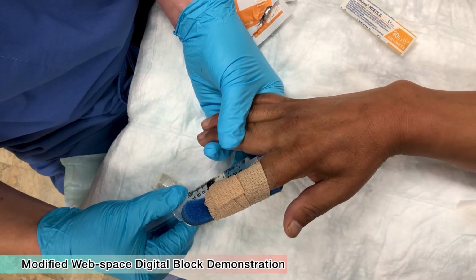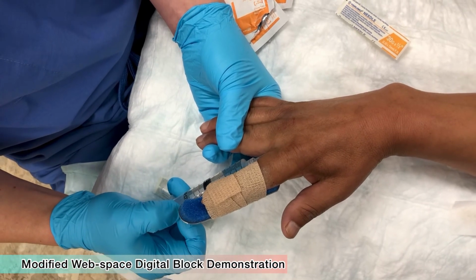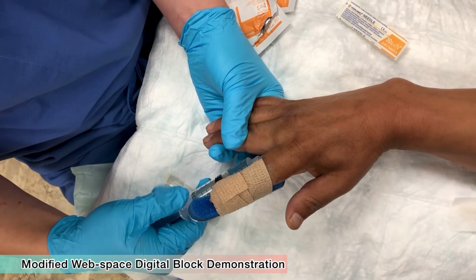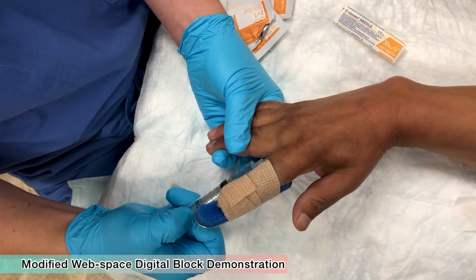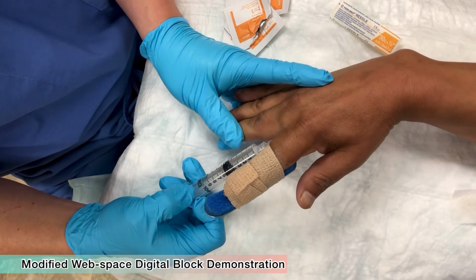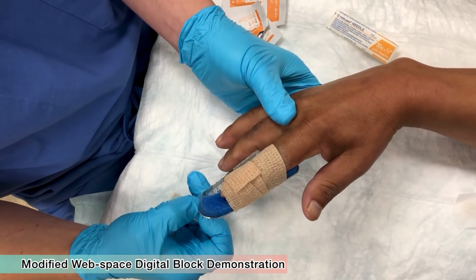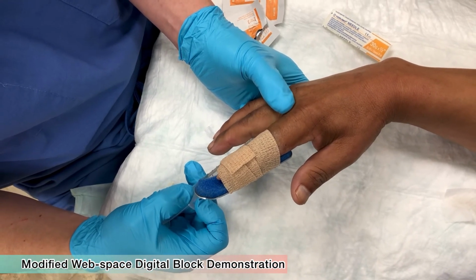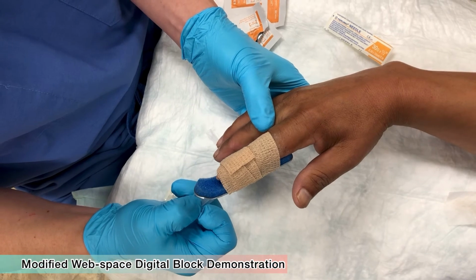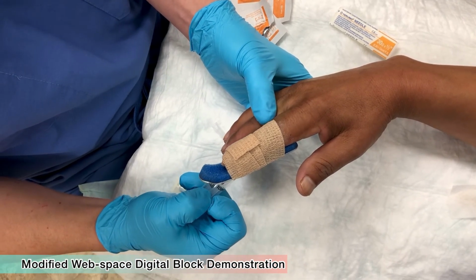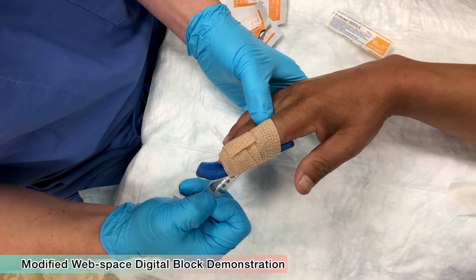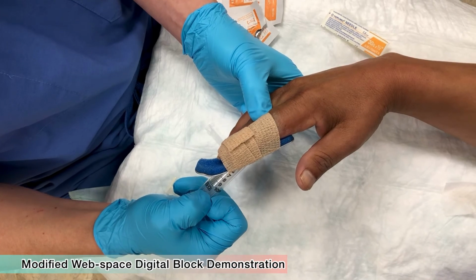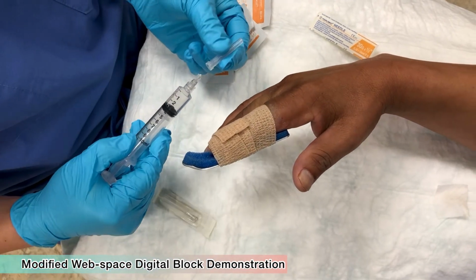And aim to the dorsal side. With your non-dominant hand, sometimes you hold and stabilize the patient's hand and use the thumb to feel this space. You don't want to build up too much pressure. Okay, another 3 cc.